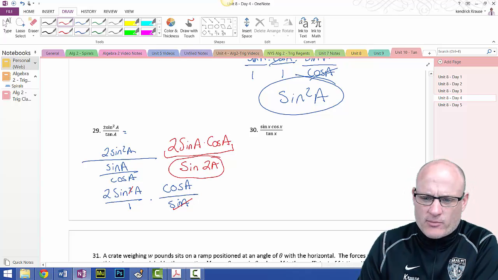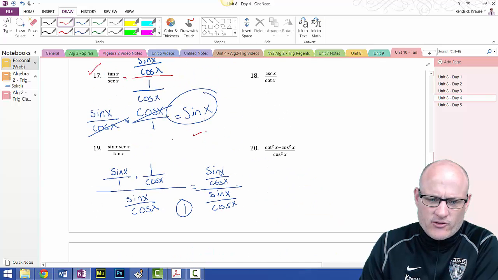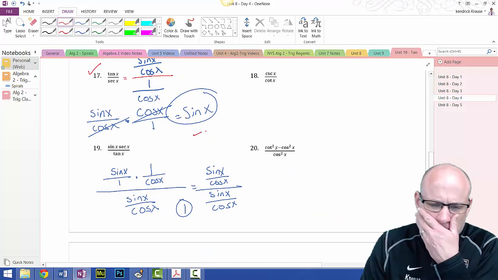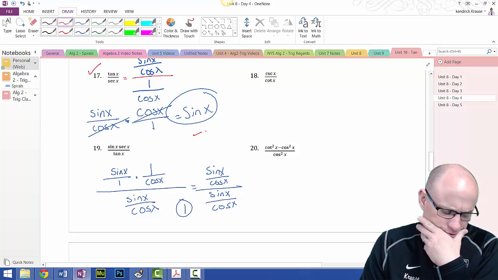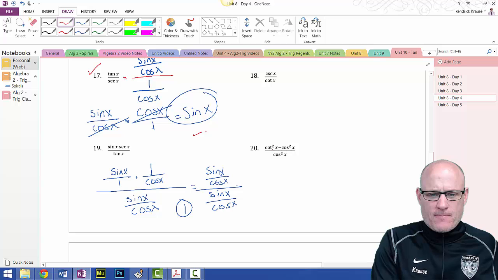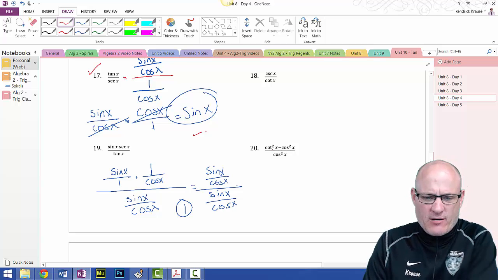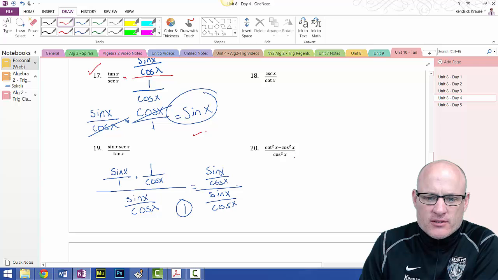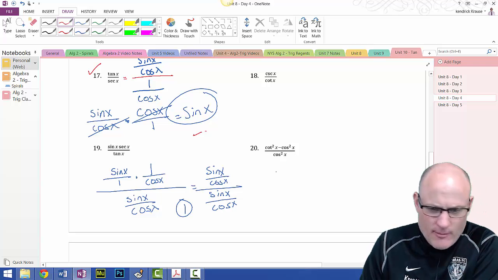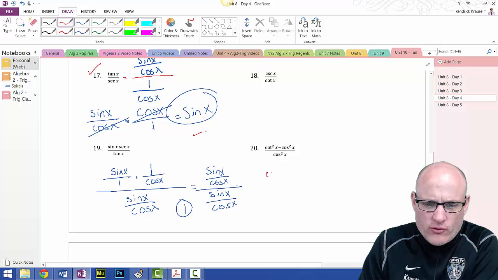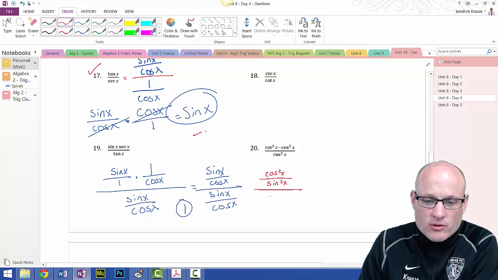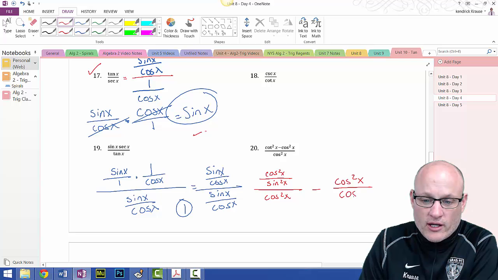But I do want to go back to 20, so I'm going to actually do 11, because 20 looks difficult. So let's take a look at this. Cotangent. How are we going to write cotangent? How about we do it like this? Cosine squared x over sine squared x, all over cosine squared x minus cosine squared x over cosine squared x.